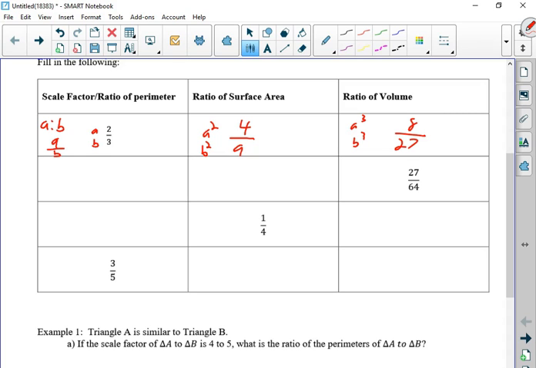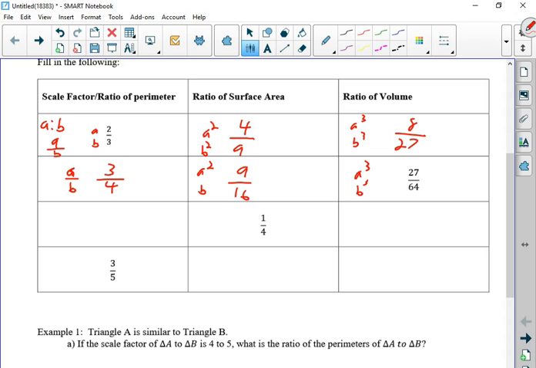Now, going backwards, if we know the volume, and remember this is A cubed, and this is B cubed, and this is A over B, well then we cube root. So the cube root of 27 is 3, 3 times 3 times 3. And the cube root of 64 is 4. And now I can work back up to A squared over B squared, which will be 9 over 16.